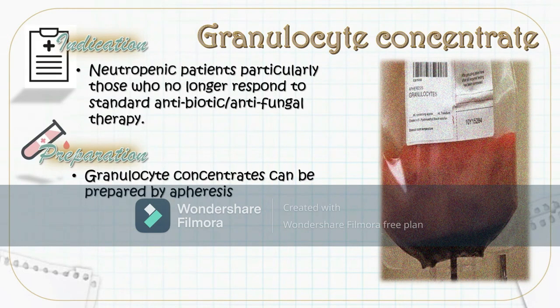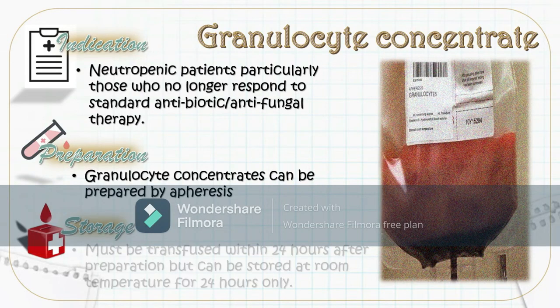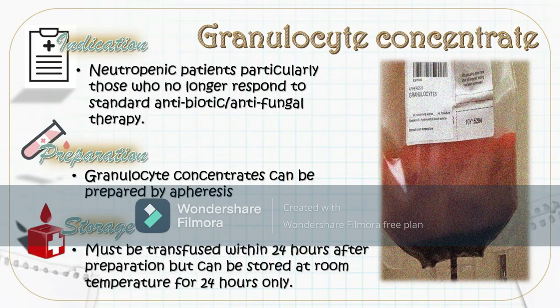During WBC apheresis, the donor could actually be given corticosteroids or granulocyte colony stimulating factor in order to have a higher yield of WBC collected and at the same time increase their survival rate during storage period. For its storage, granulocyte concentrates must be transfused within 24 hours after its preparation. During the storage period, they can be stored at room temperature without continuous agitation.